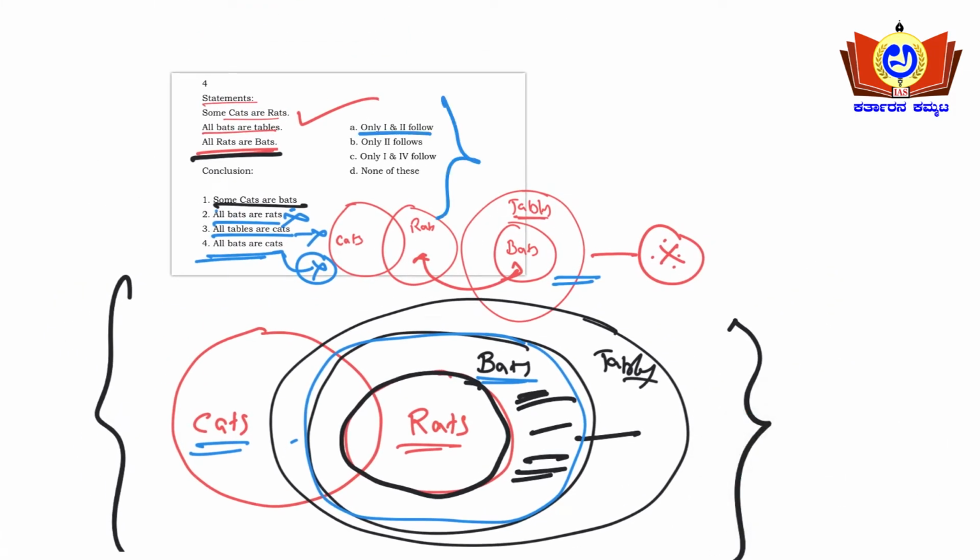Only 1 and 2 follow, no, second doesn't follow. Only 2 follows, no, this doesn't follow. Only 1 and 4 follows, no, this doesn't follow. None of the above option means option D is the right answer, my dear friends. Hence we'll be moving to the next question.